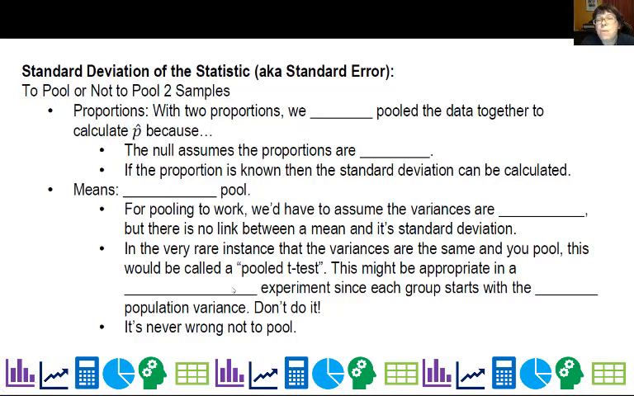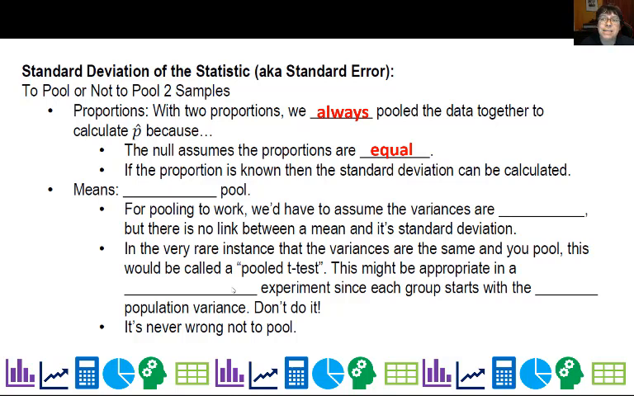All right, now we're going to go ahead and start the do part, the calculation step. And I need to introduce to you the formula for the standard deviation, or really standard error, for our statistic. But first of all, when we had two proportions, we always pooled the data together. So we would actually put p1 with p2, and we'd assume they were equal. Well, the null assumes the proportions are equal, and if I know what the proportions are, then we can say that the standard deviation can be calculated because we know the proportions.